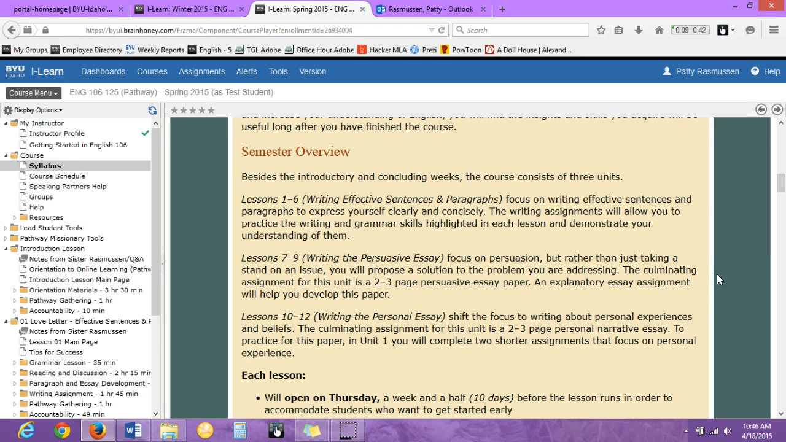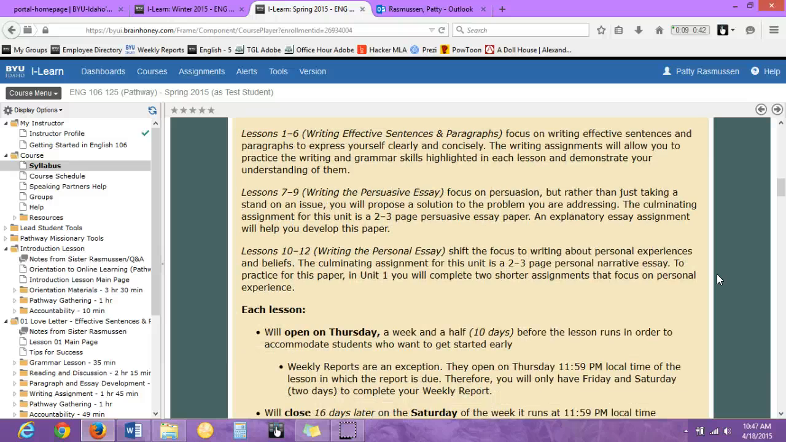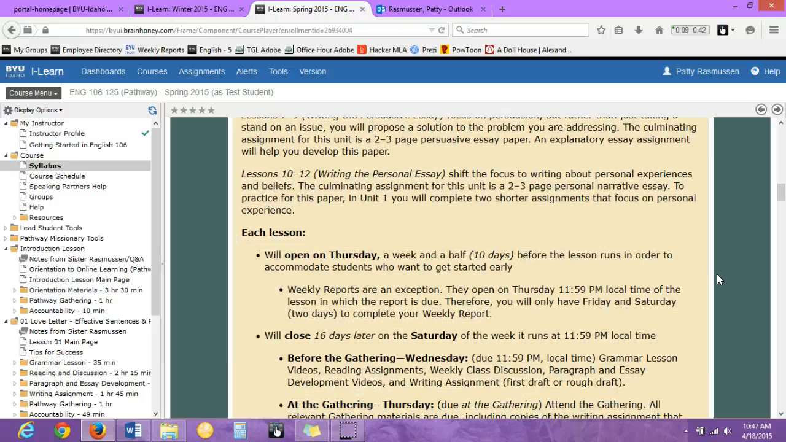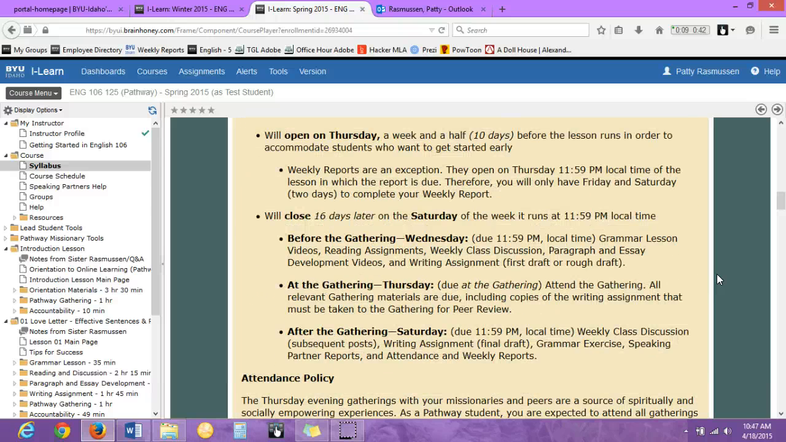So you're gonna focus on one specific writing assignment at a time. The first two have 2 weeks apiece, and then again you'll finish with the persuasive and the personal, which each get 3 weeks to work on them, because they take a little more time, a little more planning. So each lesson will open on Thursday the week before, so you can get a little bit of a head start. I want you to be prepared for the coming week, but I really want you to focus on the current week that you're in.